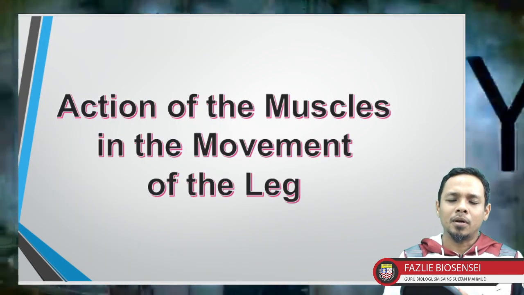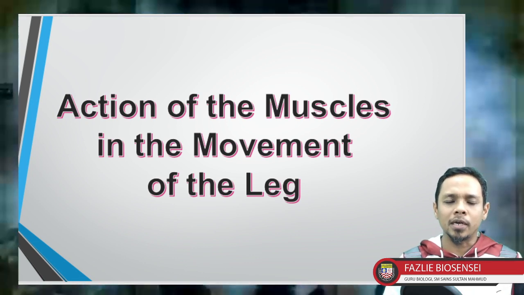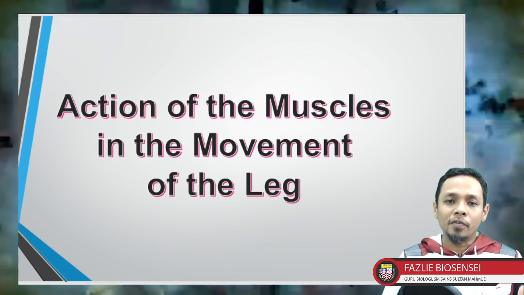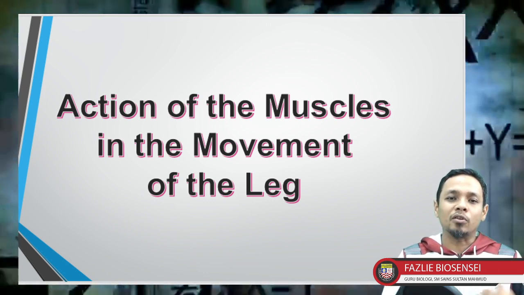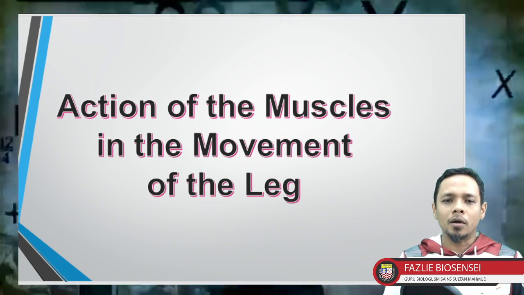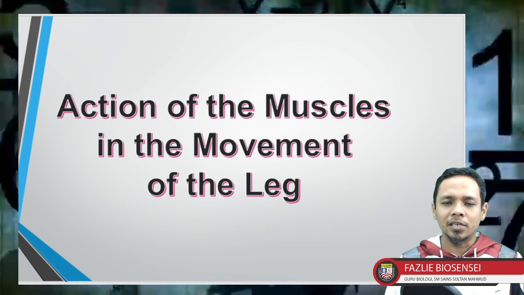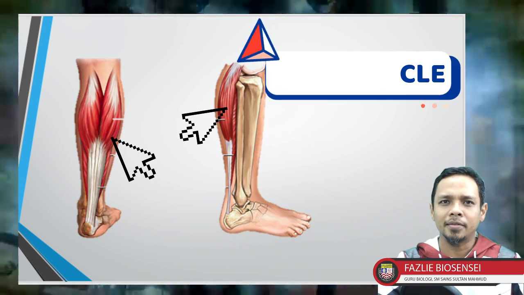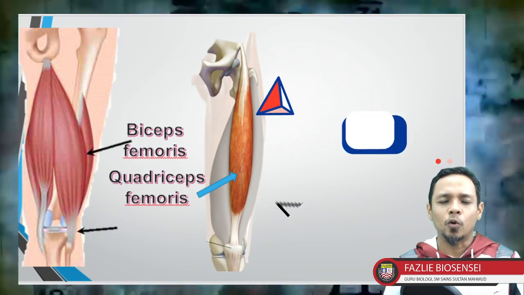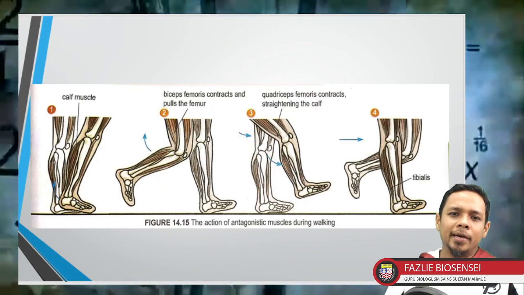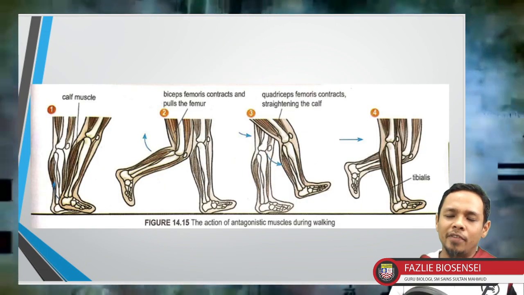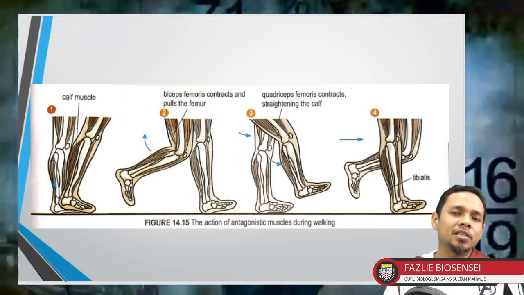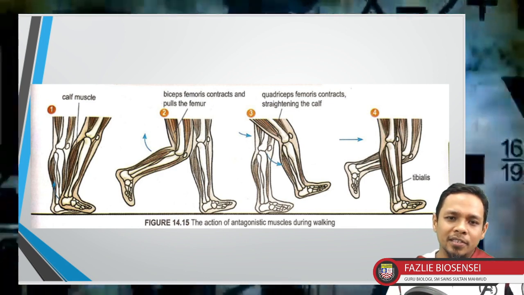So same with our leg. When we are walking, the action of muscle in the movement of the leg also involves the action of antagonistic muscles. So when we walk, there are two types of muscle involved, which are calf muscle and bicep femoris and quadricep femoris. Okay, so the leg movement is produced by the action of antagonistic muscles involving bicep femoris as the flexor and quadricep femoris as the extensor.